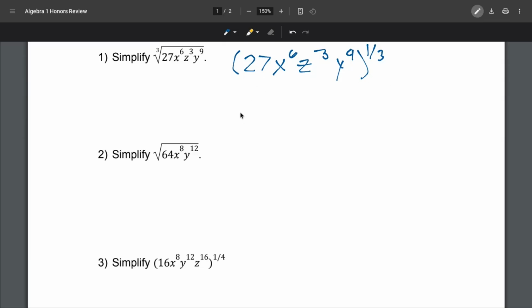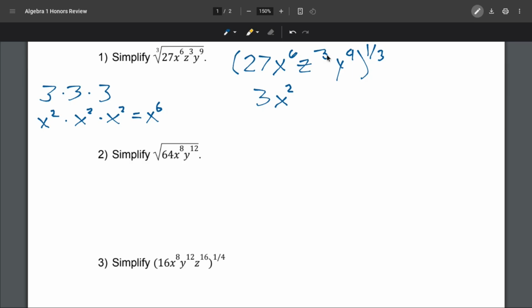But if we take the cube root of 27, that's going to be 3, because 3 times 3 times 3 is 27. So we have 3. X to the 6th power raised to the 1/3 power, we can multiply the powers. So 6 times 1/3 is 6/3 or 2. So we have x squared. You can also think about that as x squared times x squared times x squared equals x to the 6th. We have exponents with the same base, so we add these. So 2 plus 2 is 4, plus 2 is 6.